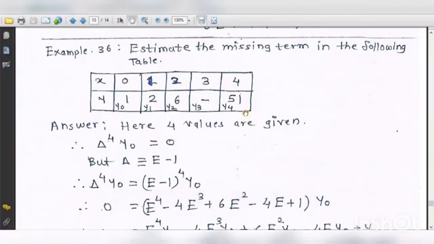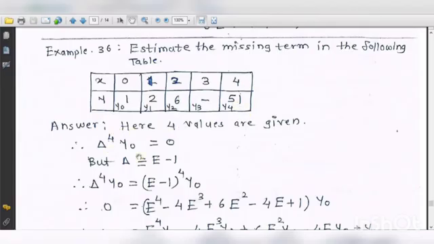Now first you have to check how many actual values of y are given to you, except the value which we want to find. Here, if you observe, we are given y0, y1, y2 and y4. So in total how many values are given? 1, 2, 3, 4. So you count only how many values are given, not starting from 0. You just count how many values are given. So here 4 values are given.